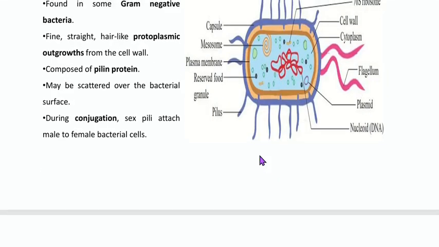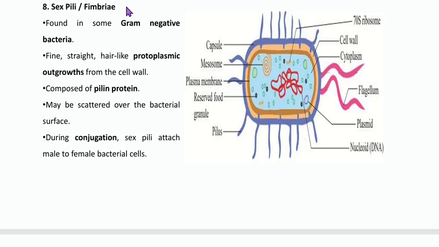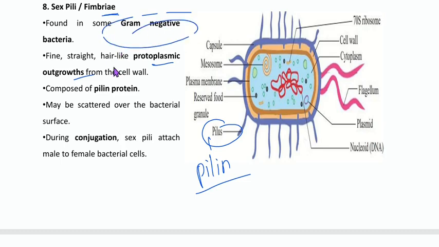And the next is the sex pili, which is also known as fimbriae, that is the pilus, made up of pilin protein, and it may be scattered over the bacterial cell. You can see here it is scattered all over the bacterial surface, and it is fine, like protoplasmic outgrowths. They are found in gram-negative bacteria. They are totally absent in gram positive bacteria, and they may be scattered all over the body surface as we have discussed, and you can see it in the figure as well. It is utilized in the conjugation process, which helps it to attach male to female bacterial cells.